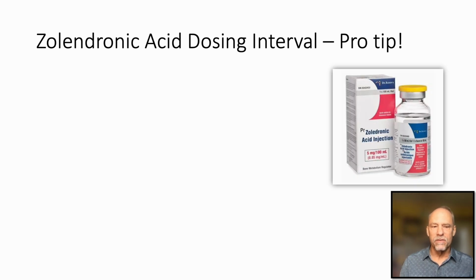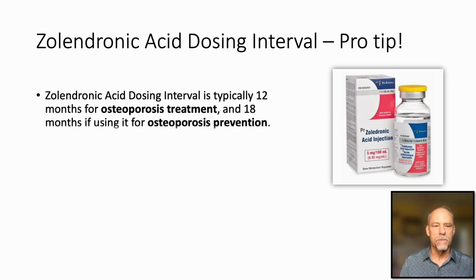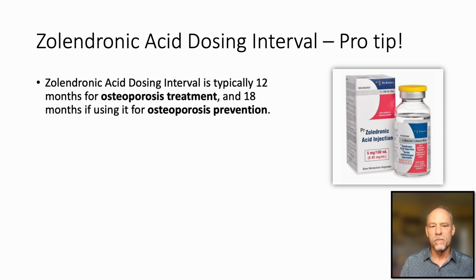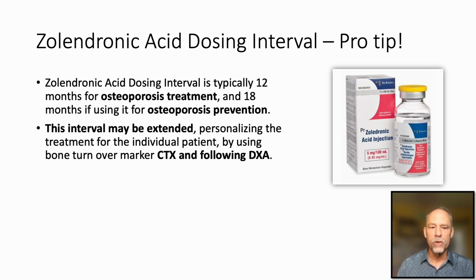So, zoledronic acid dosing interval, this is a pro tip. The zoledronic acid interval is typically 12 months for an osteoporosis patient. And again, we talked about either 3 years or 6 years, depending on their benefit or if they have subsequent fractures. And it is FDA approved for osteoporosis prevention, and in that case, it's every 18 months. This interval, though, can be extended and personalized for each individual patient by using the combination of the CTX, is it suppressed, and the DEXA, is it improving or staying stable?